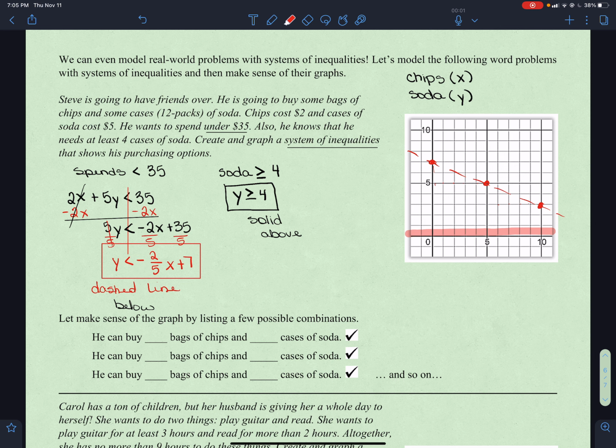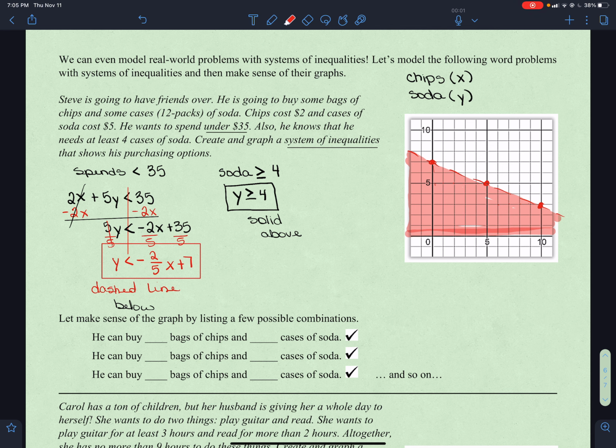And the reason that I'm only even thinking about that is because I can't buy negative stuff. I can only buy actual items that are above 0. I can't go to the store and say, I want to buy negative 2 bags of chips. You know, that's not going to work.